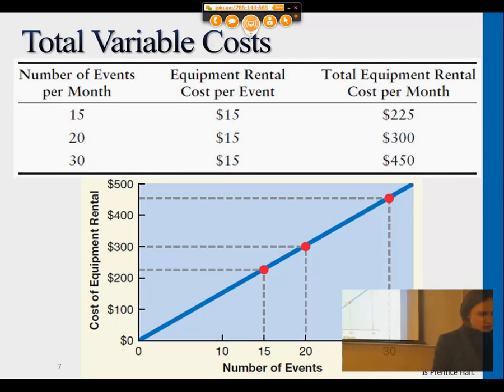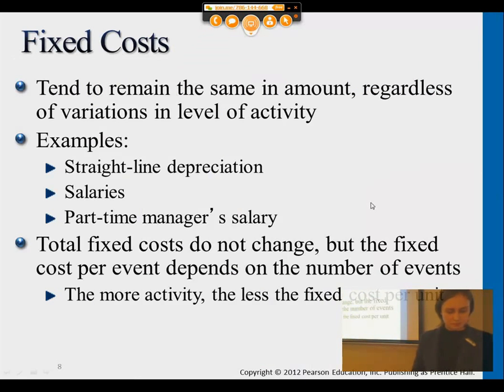All right, so let's look at our fixed costs. Now, fixed costs, we just said, are going to be different from variable costs because they do not change with volume, right? Why do they not change? Because it's a cost for renting that building, right? That factory or the office space. So my fixed costs tend to remain the same, right? The same amount. And it doesn't really depend on the level of activity.